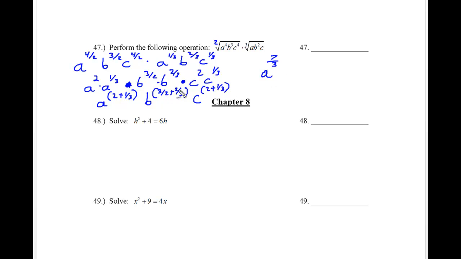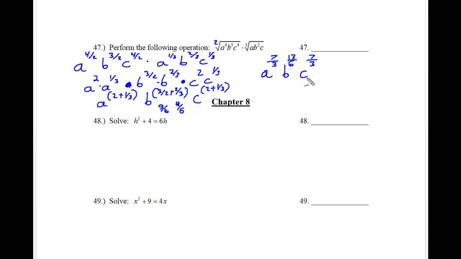Now here, if I'm going 3/2 and 2/3, the common denominator there would be 6. So that would be 9/6 if I multiply top and bottom here by 3. And this would then be 4/6, again multiplying the top and bottom by 2 here. And so that would give me 13/6 for b. And then c would also be 7/3 just because a was.